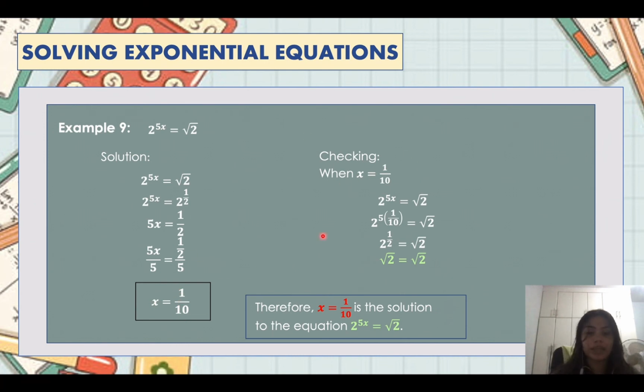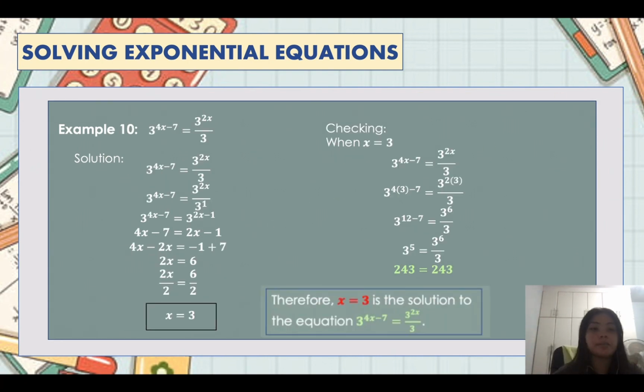Now, for the checking. When x equals 1 over 10, meaning when we replace this with 1 over 10, we have a result of 2 raised to the power of 5 times 1 over 10 equals the square root of 2. And if we simplify this, it will become 2 raised to the power of 1/2. And if we convert this, it will become square root of 2. Thus, it is equal. Therefore, x equals 1 over 10 is the solution to the equation 2 raised to the power of 5x equals square root of 2.